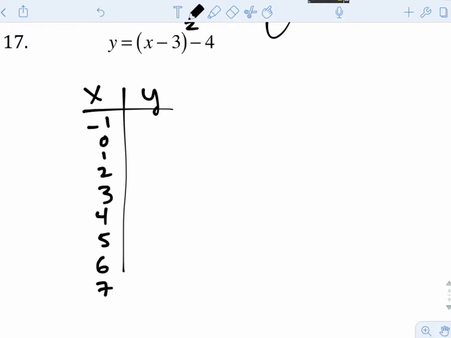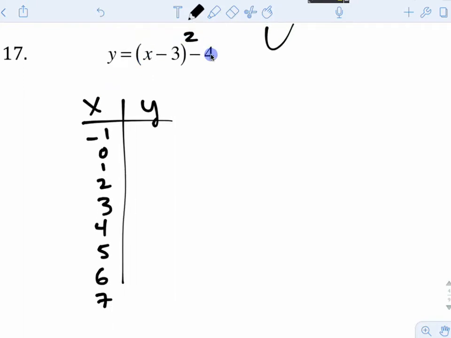So real quick. All right, so if x were 3, 3 minus 3 is 0, 0 squared is 0, minus 4 is negative 4. So 3 comma negative 4. If x were 4, 4 minus 3 is 1, 1 squared is 1, minus 4 is negative 3. And we're going to get the exact same y value if x is 2 as well. Check it out, because 2 minus 3 is negative 1. Negative 1 squared is also 1. 1 minus 4 is negative 3. So what we're going to see here with these parabolas is that as we branch out from this center x value, we're going to have kind of symmetric y values.